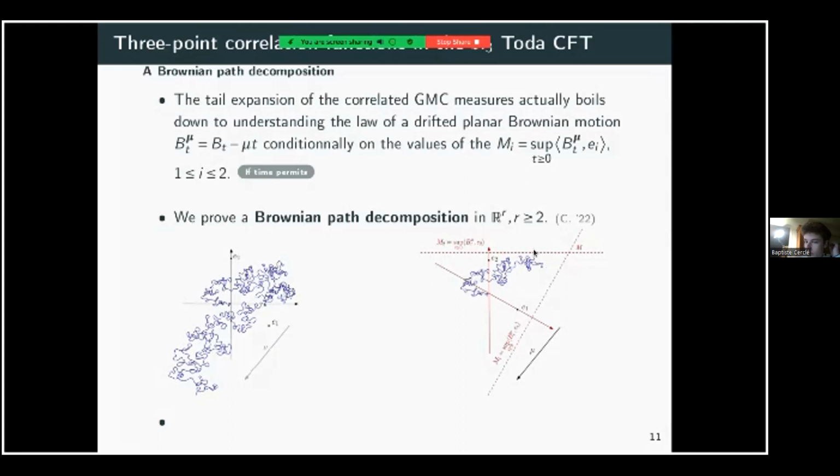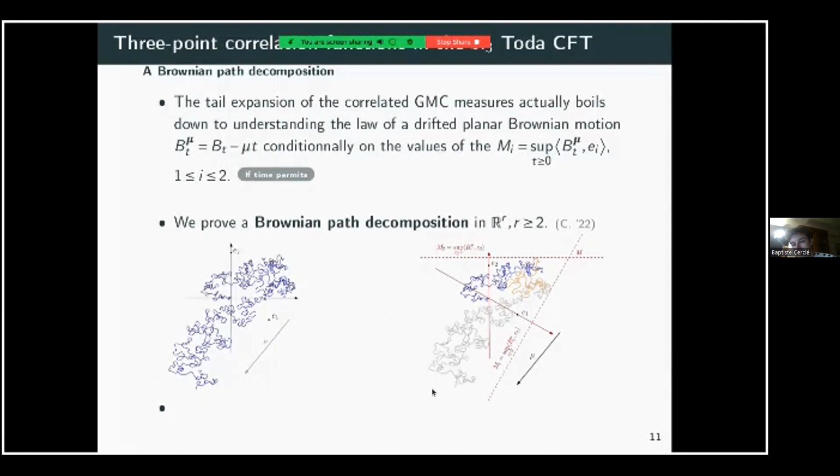Then you can launch a second diffusion process, which will hit the other boundary of the wedge, and then you can run a third process which will stay inside the wedge forever. And if you do so, then you end up with a Brownian motion with drifts.